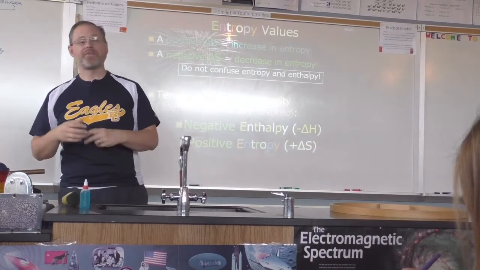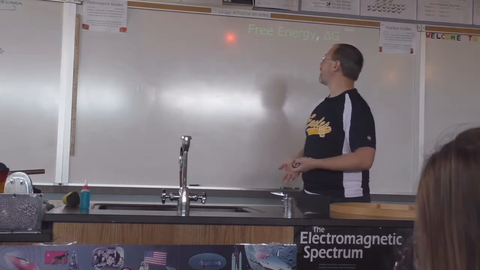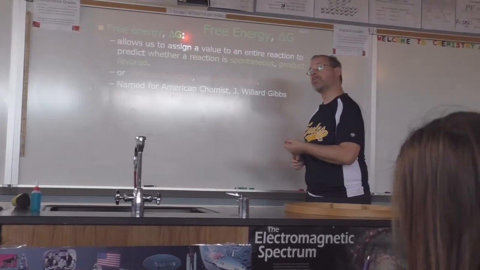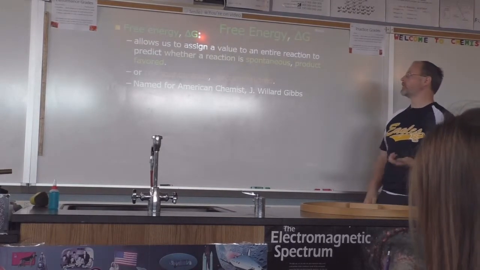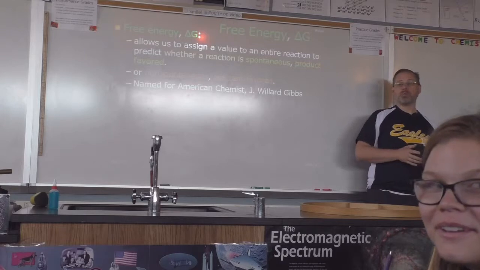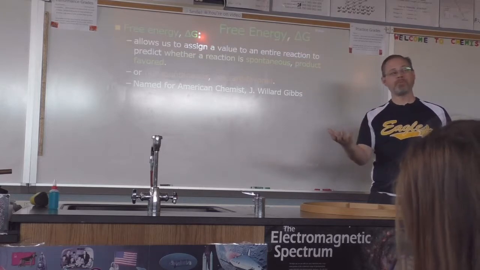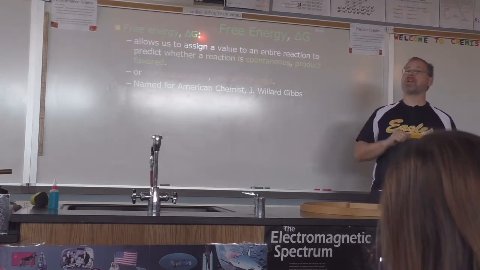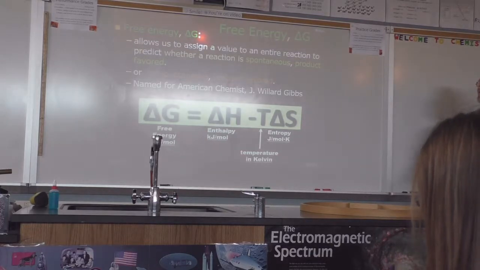All right. Now there's this thing that ties enthalpy and entropy together, and it is called Gibbs free energy. Free energy is the energy required to make the reaction happen, or the energy we can harvest as useful work. It's named after Willard Gibbs. It is the end all value of the system, the one we care about. It ties together the enthalpy and the entropy into one number that says this reaction is spontaneous, this reaction isn't spontaneous. And it has a very cool equation: delta G equals delta H minus T delta S.